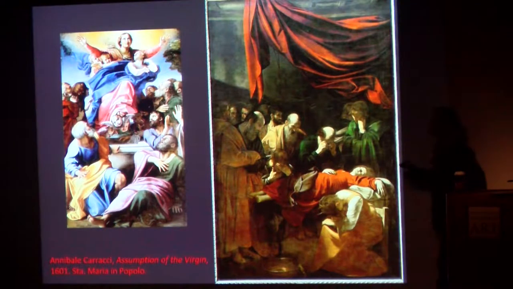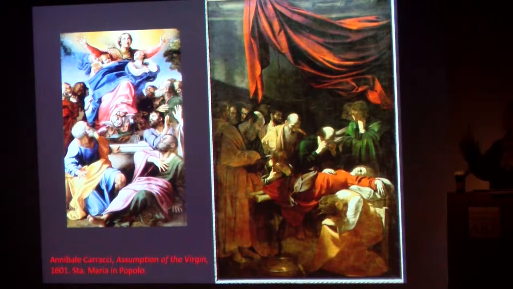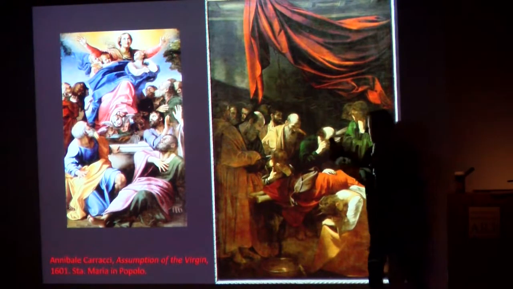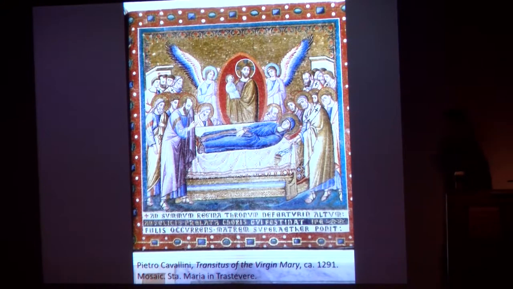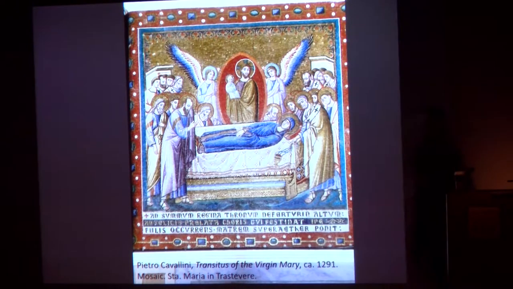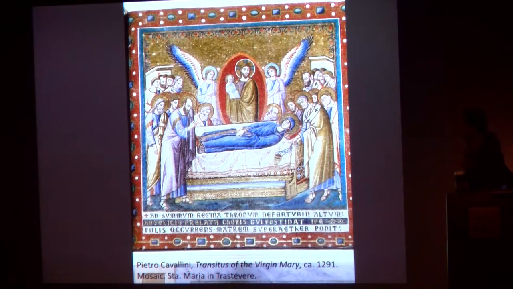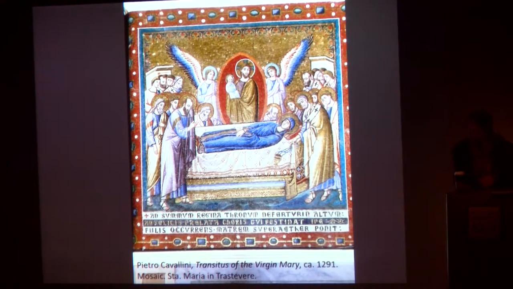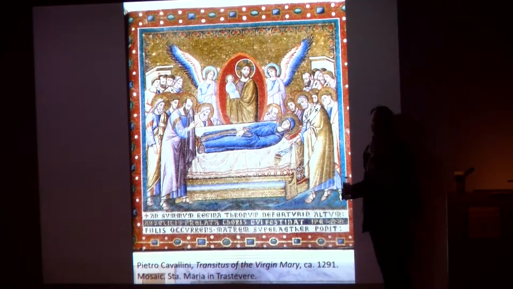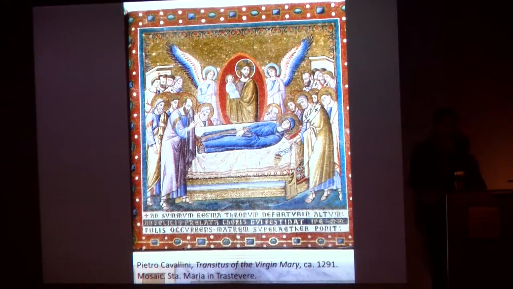So in the Assumption of the Virgin, of course, the stakes of virginity and cleanliness and being absolved of sin is the problem. But there's also, importantly, in this tradition, one of the dominant ways of imagining the sequence. And this is in the Church of Santa Maria in Trastevere. This is a church that's within walking distance of the Santa Maria della Scala, where the painting by Caravaggio used to hang.